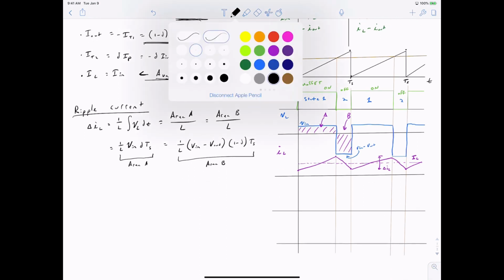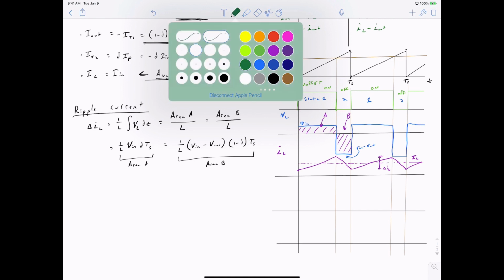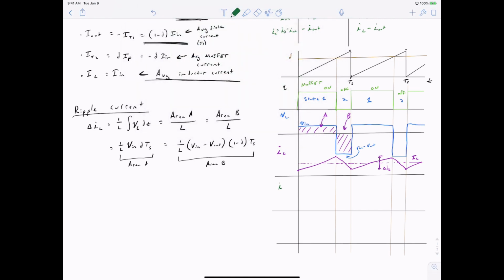Next, let's sketch our diode current. The diode is off in state 1, but it turns on in state 2 and must instantly carry the inductor current. And this allows us to sketch the capacitor current, IC, which is equal to our diode current minus our output current.